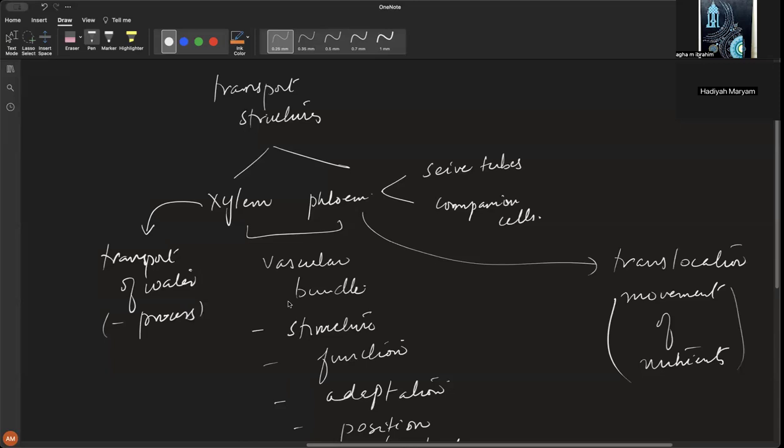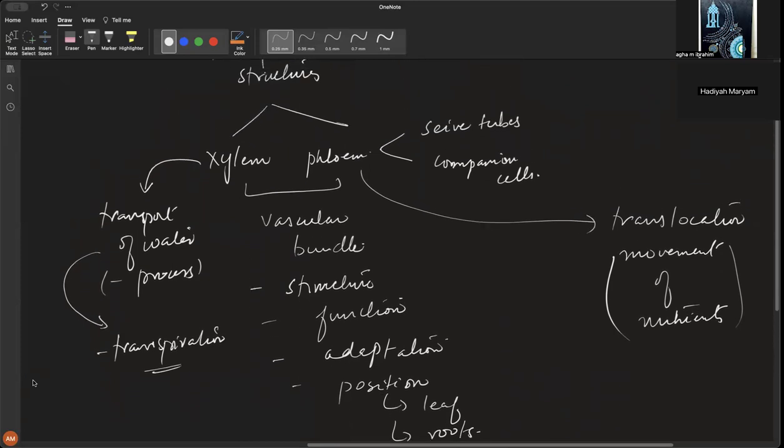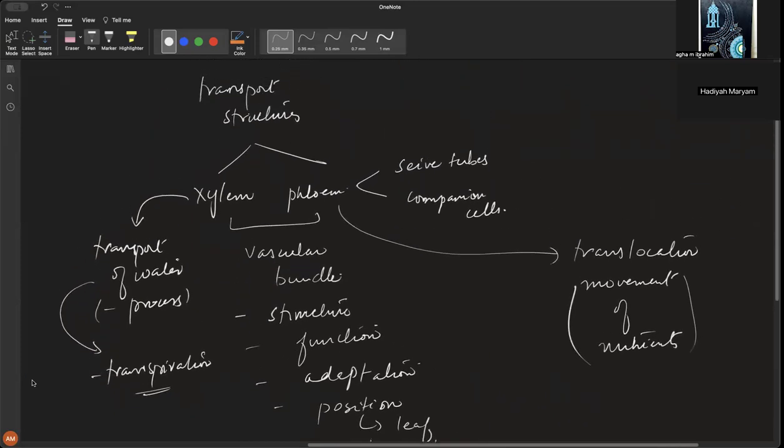And the third thing, obviously, is going to be transpiration, because this is also a process involved with the movement of water, the transport of water. All right, this is the mind map. This is what we are going to be doing.